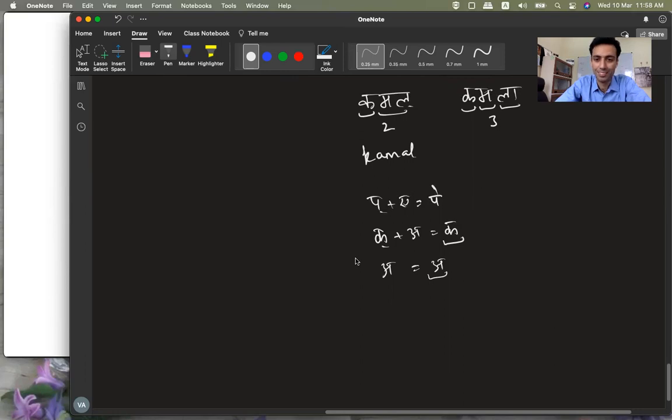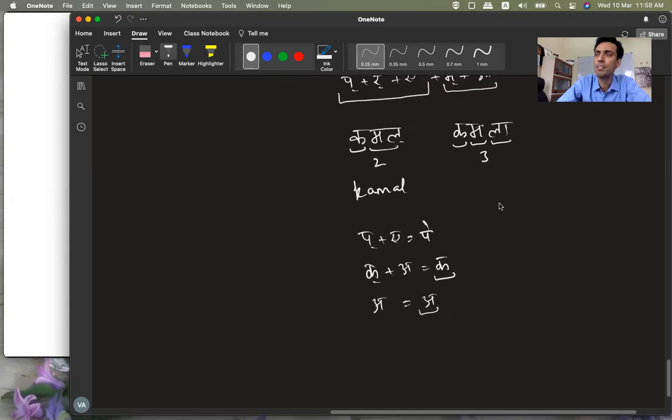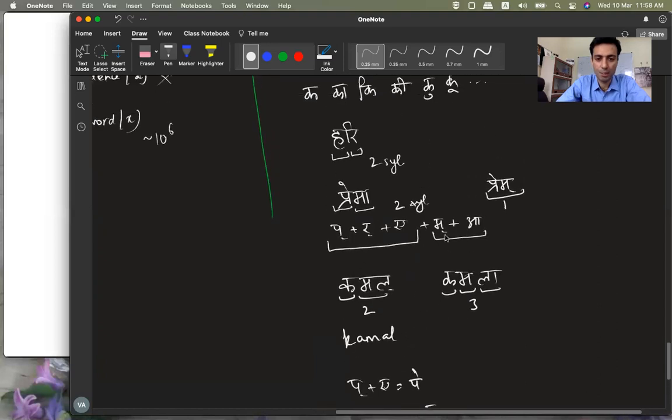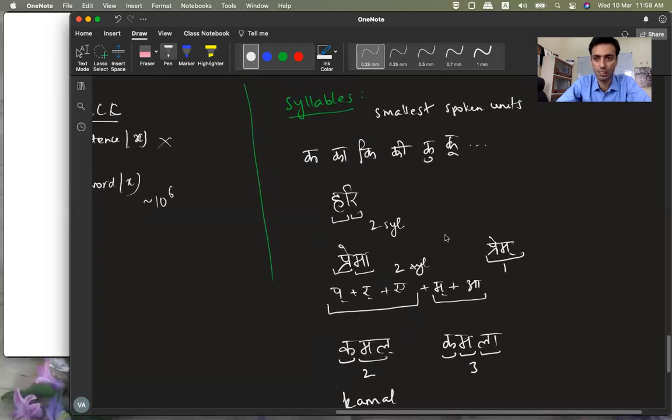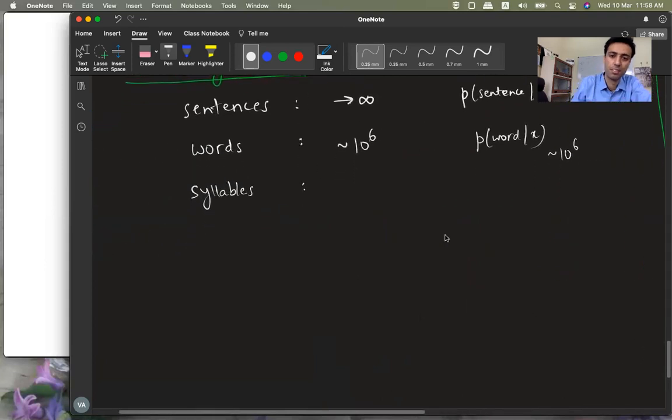Okay. So this is the thing. Okay, so I think this part is clear. What are syllables? This part is clear. So tell me now how many syllables are possible.